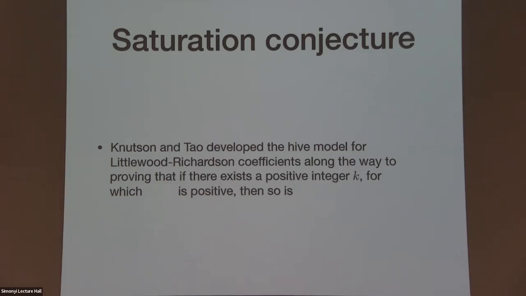So the saturation conjecture states that if C lambda mu nu is greater than zero for some positive k, then C lambda mu nu is greater than zero. So it's a property of these polytopes defined by these linear inequalities. If some dilation of that polytope contains an integer point, then the original polytope contains an integer point as well.